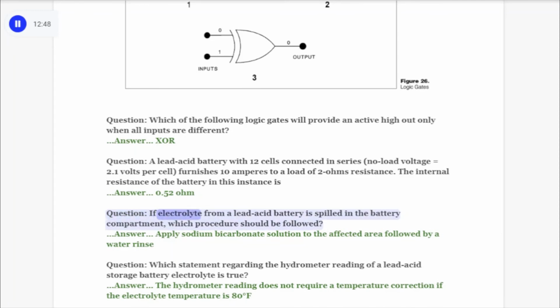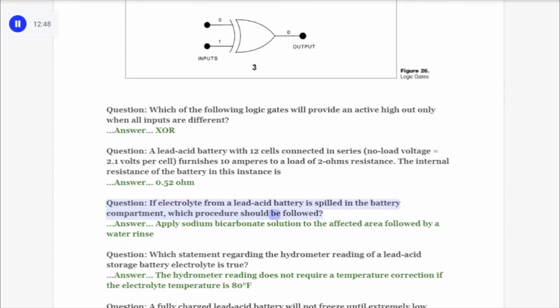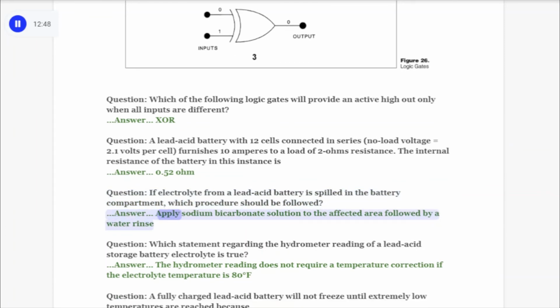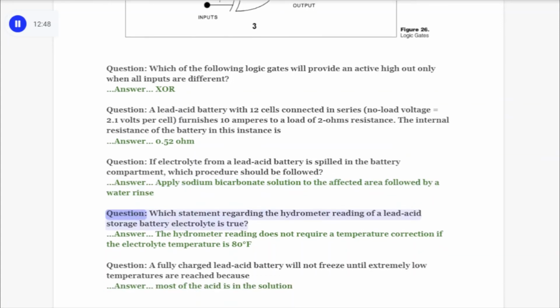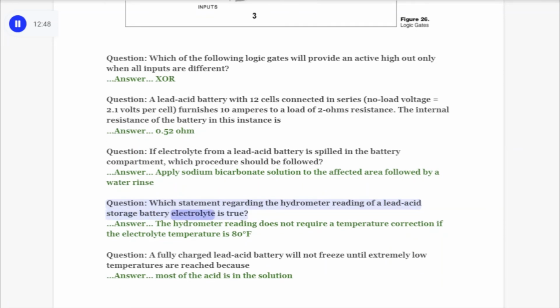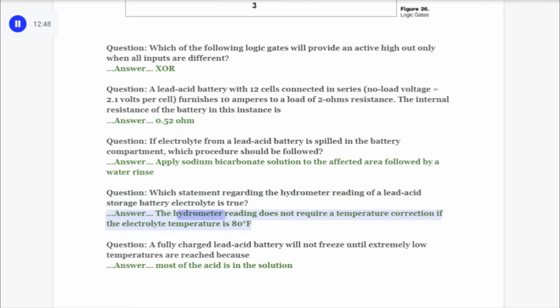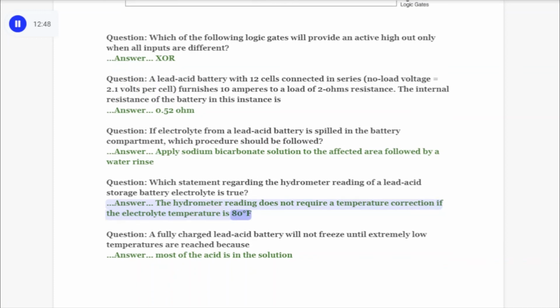Question. If electrolyte from a lead-acid battery is spilled in the battery compartment, which procedure should be followed? Answer. Apply sodium bicarbonate solution to the affected area followed by a water rinse. Question. Which statement regarding the hydrometer reading of a lead-acid storage battery electrolyte is true? Answer. The hydrometer reading does not require a temperature correction if the electrolyte temperature is 80 degrees Fahrenheit.